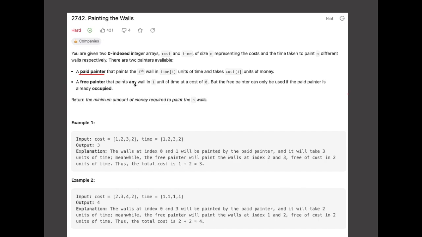However, there's a trick here. There's also a free painter that can paint any wall in 1 unit of time at a cost of 0. And the other tricky part is that the free painter can only be used if the paid painter is already occupied. So in here, let's look at the first example.